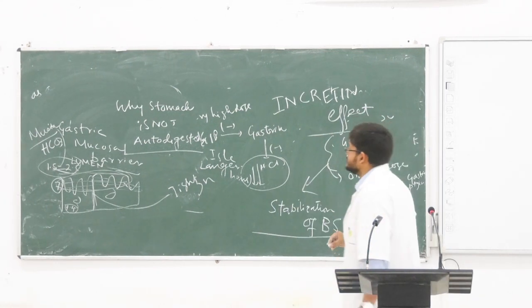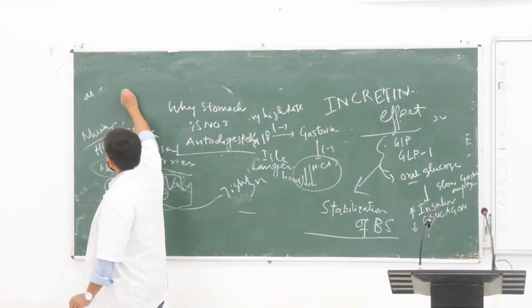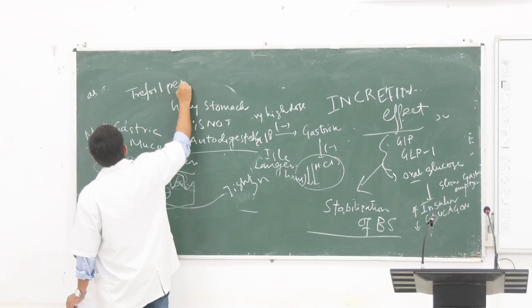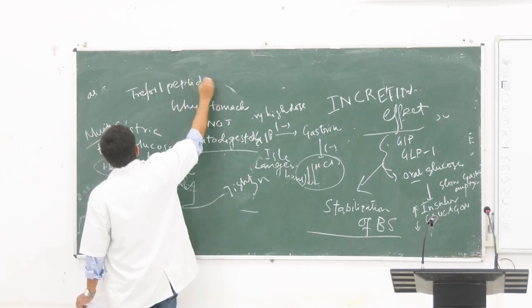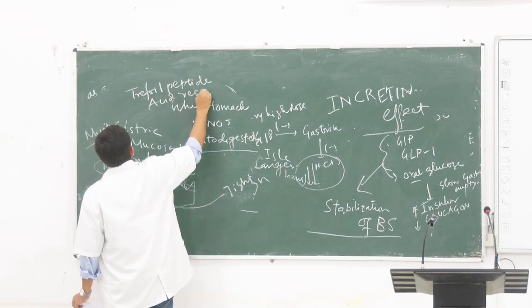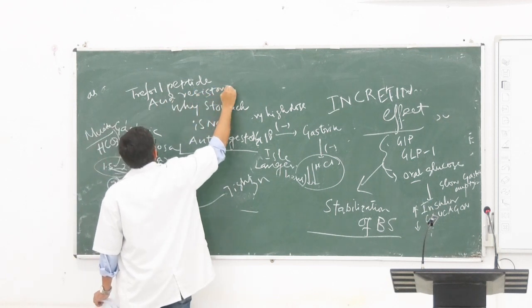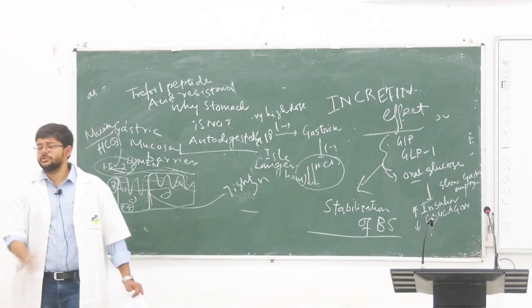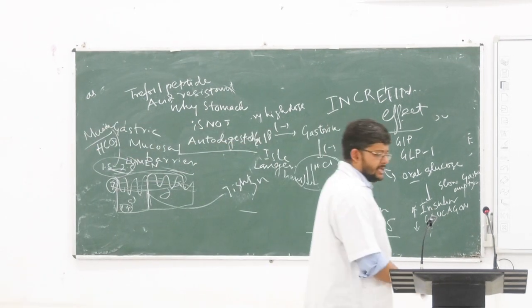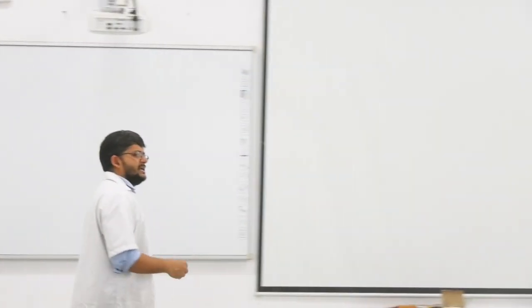The third reason is trefoil peptides. What are these? Trefoil peptides are actually acid resistant peptides. These acid resistant peptides are also present in the epithelial border, which helps it resist the low pH.